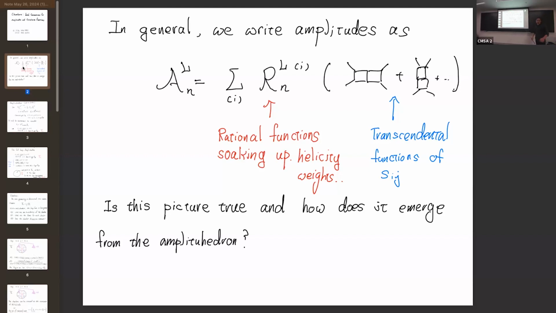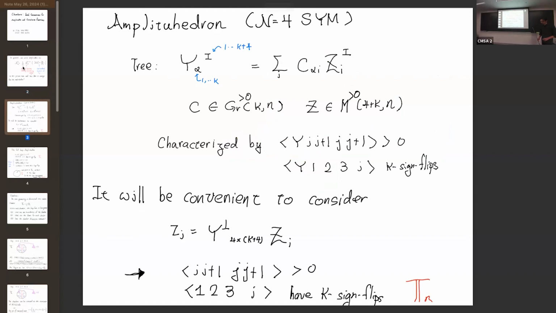And moreover, which is probably one of the main questions that we can raise in this conference, is how does this kind of picture actually emerge from all of these geometry constructions that we have for the amplitude? How does this kind of picture actually emerge? So just to give a little bit of an idea of how this emerges, let's just take one geometry, for example. Let's just take one of the main characters in this conference, the amplituhedron. So let's look at the amplituhedron and see how this picture emerges.